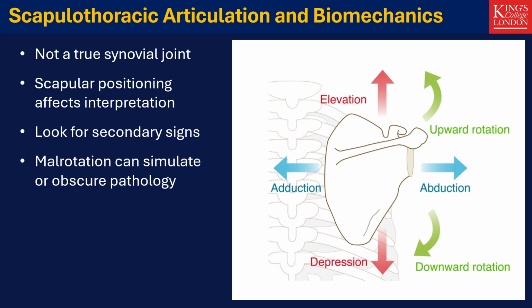On radiographs, scapular positioning affects interpretation of alignment and acromial morphology. Malrotation can simulate or obscure pathology. Projection adequacy must therefore be assessed before interpreting structural abnormalities.